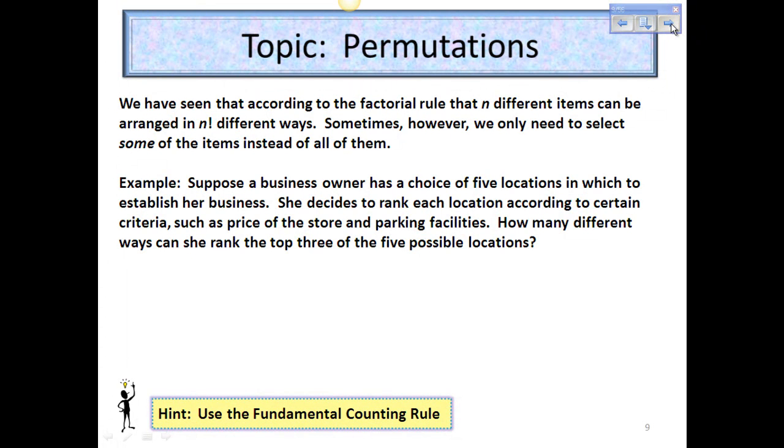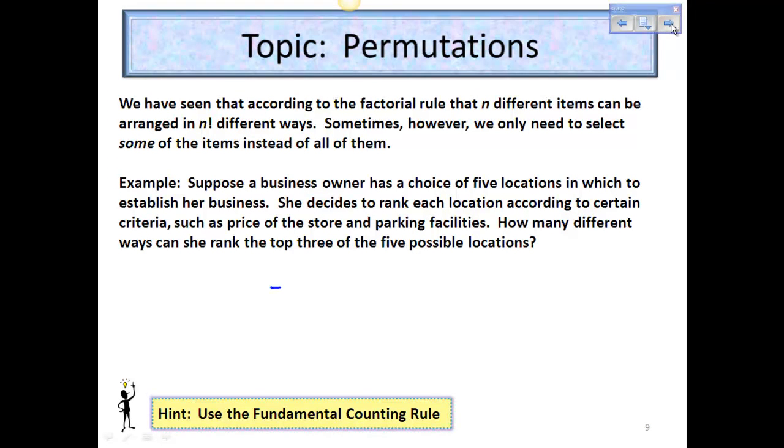So suppose a business owner has a choice of 5 locations in which to establish her business. She decides to rank each location according to certain criteria, such as price of the store and parking facilities. How many different ways can she rank the top 3 of the 5 possible locations?